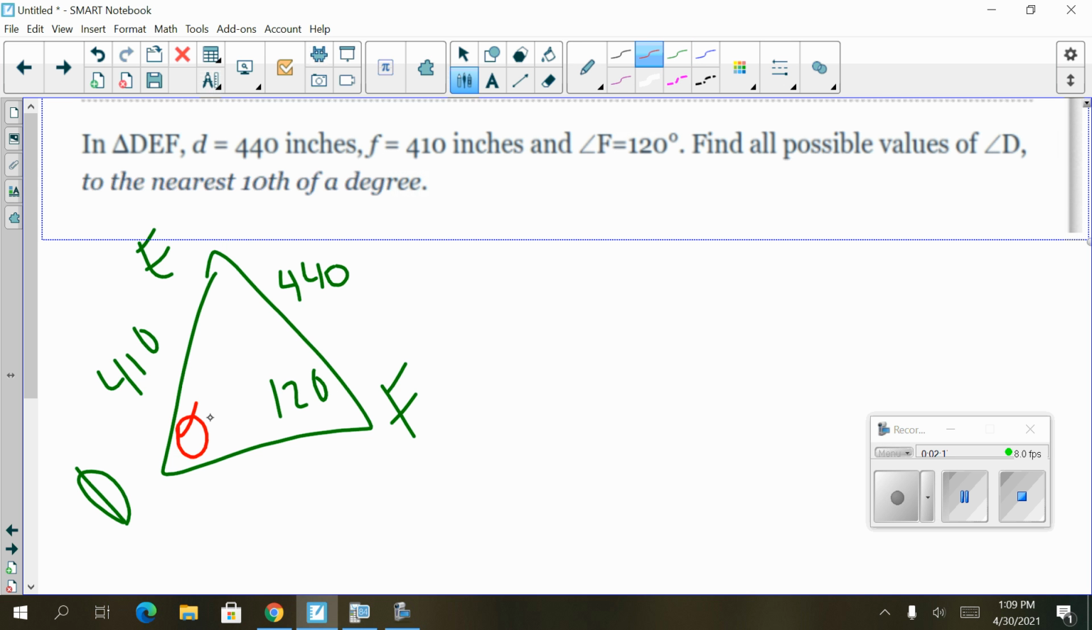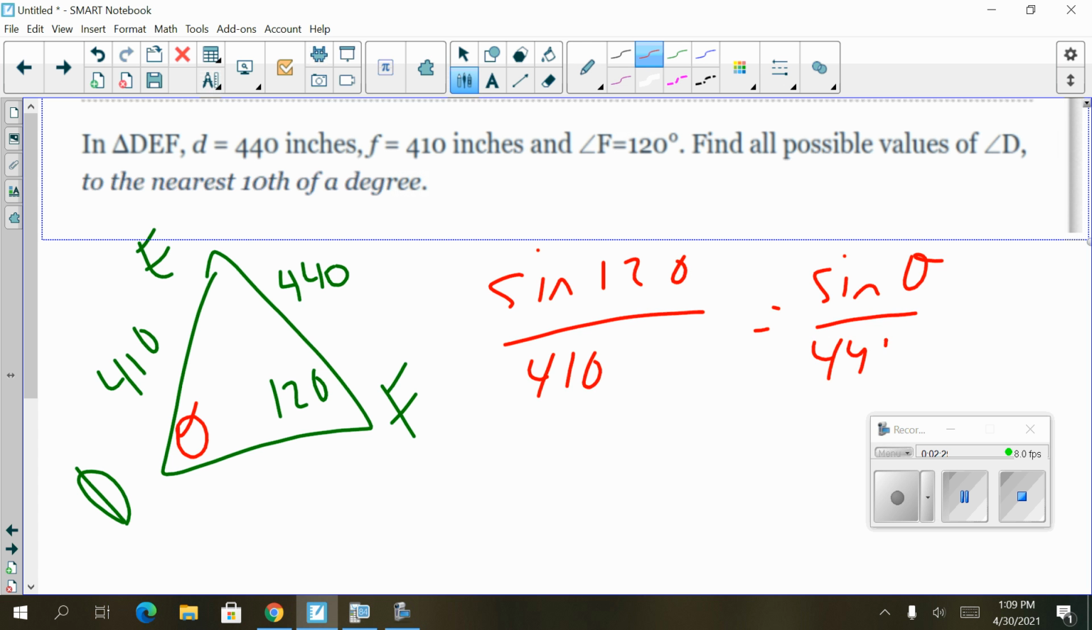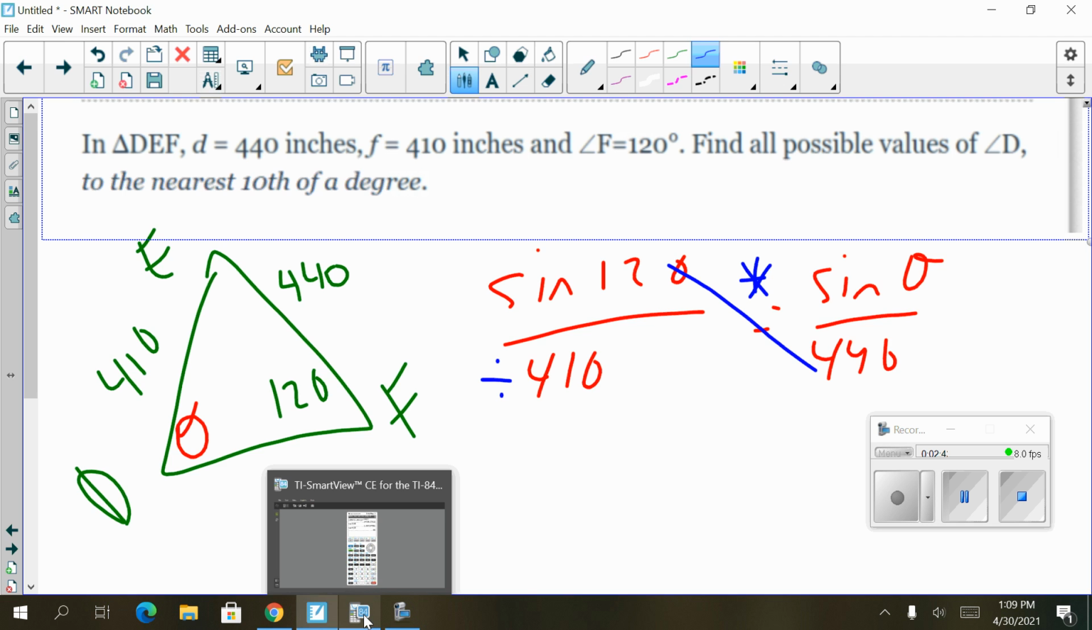I'll call it theta. Now we have something called a complete set of partners here. So I'm going to set up the law of sines. Sine 120 goes with 410. Sine theta goes with 440. We do something called crisscross applesauce, which is nothing more than cross multiplying, then dividing, and then doing a sine inverse. So do 440 times sine 120, click enter.